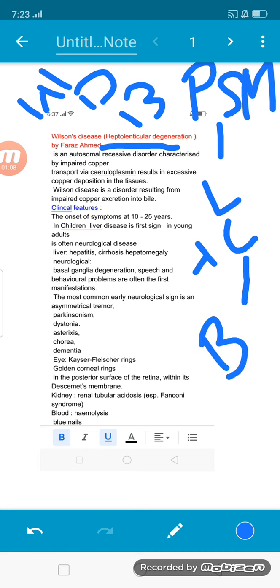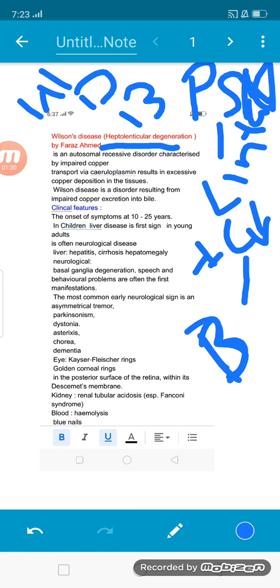But in Wilson disease, what happens is that it is normally absorbed from the proximal small intestine, then comes into the liver. That is normal. But what happens is that this ceruloplasmin is not synthesized in this disease. So the copper does not get incorporated into this binding protein and is not excreted in your bile, and then it accumulates in different organs of your body.